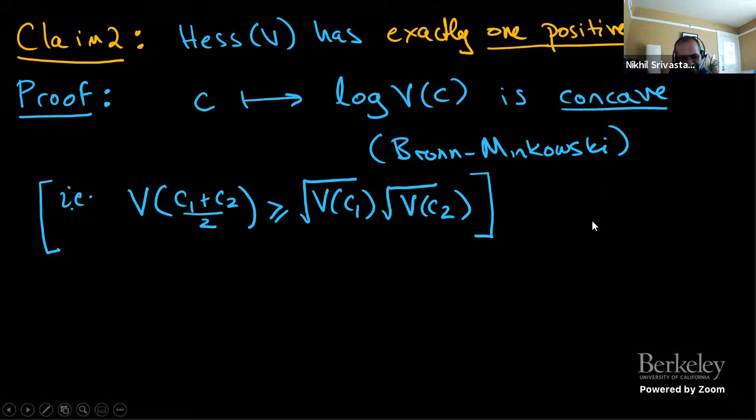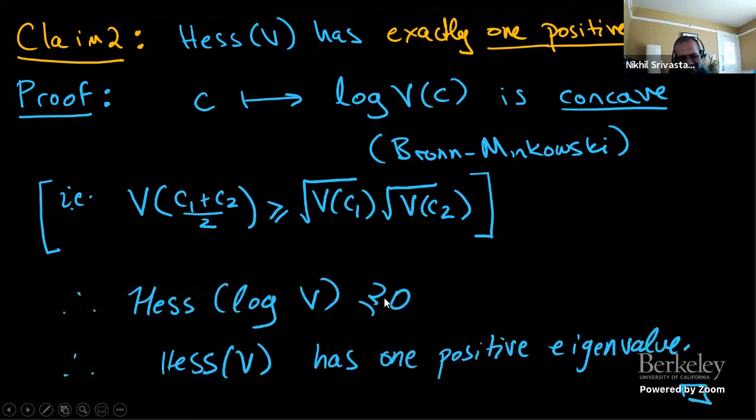But now, this means that the Hessian of the log of v is not negative semi-definite, and then by calculus, which is just a general fact about functions, the Hessian of the function itself has one positive eigenvalue. So the stuff at the bottom is just chain rule or whatever. But the point is it's a concave function. So any questions about that?